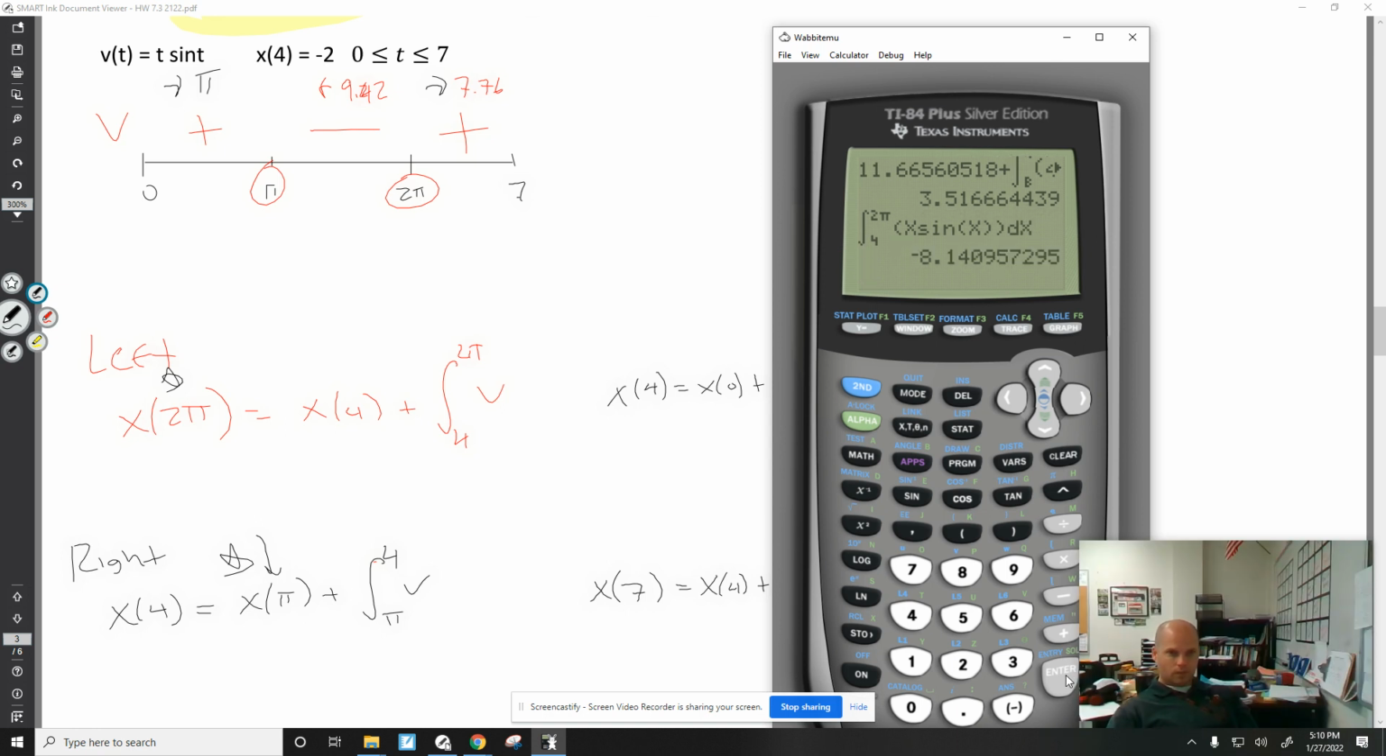All right. So negative 2 plus that. Yeah, if I start at negative 2, I go to the right just a little bit. I go to the left 9. Boom, negative 10. I go to the right pi, so that makes me 1, and then I go to left 9.